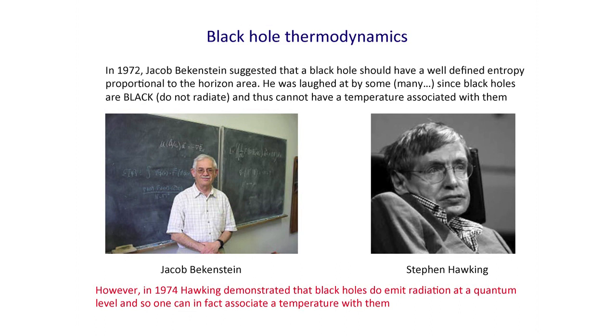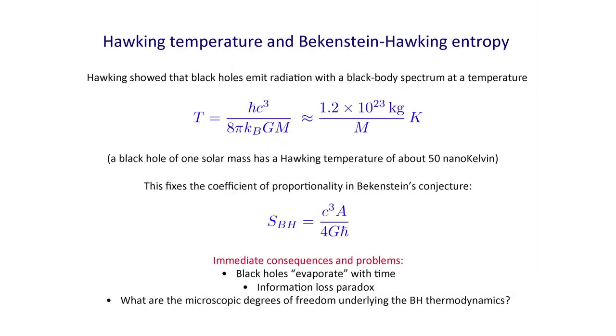And so one can, in fact, associate a temperature with them. So that was a rather dramatic advance. So here are some formulas. Hawking showed basically that black holes emit radiation with a black body spectrum at a temperature given by this expression. Notice the presence of the h bar. So it is a process which happens at the quantum level.